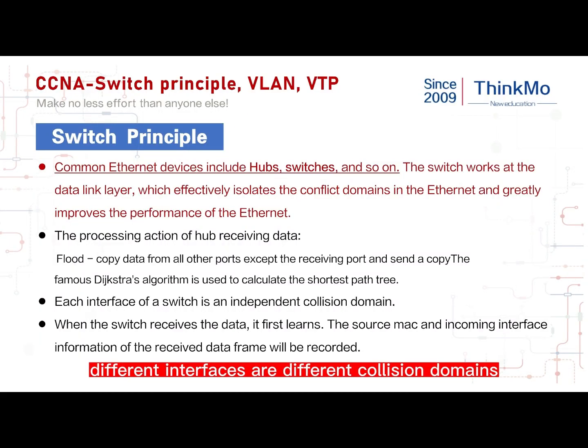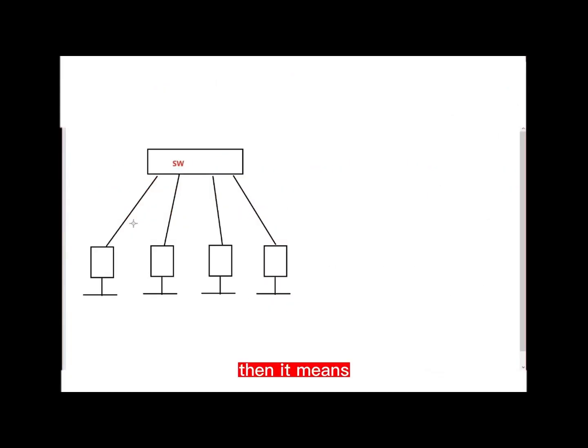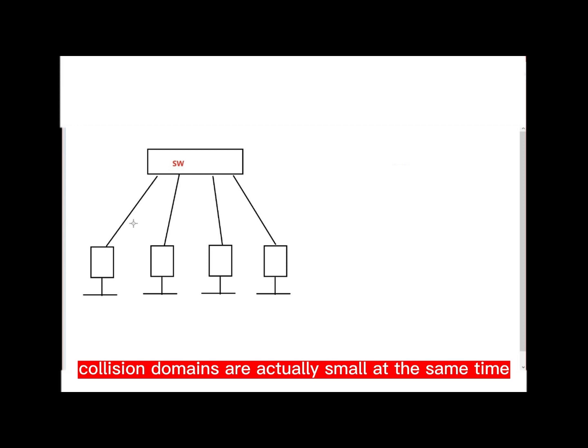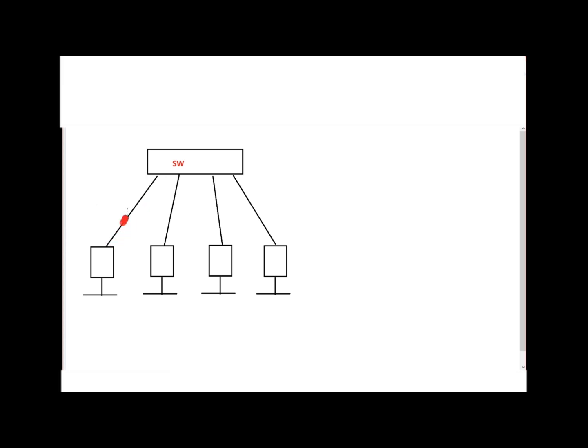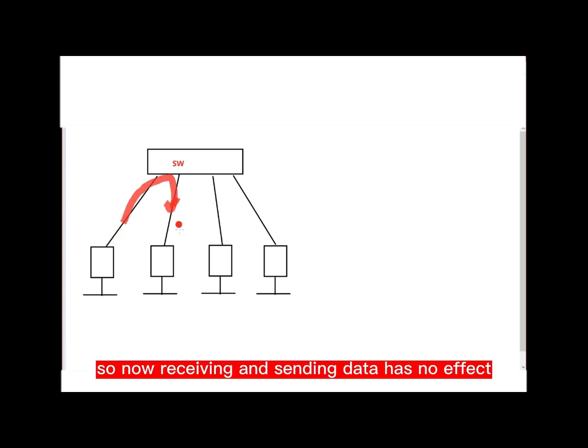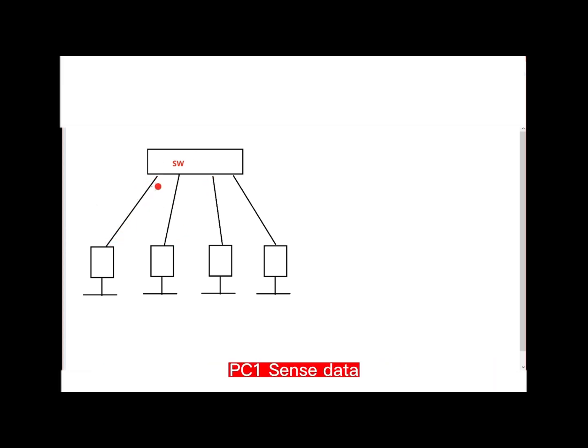Interfaces are different collision domains. Then it means collision domains are actually small at the same time. There is only one line like this. So now receiving and sending data has no effect. PC1 sends data. PC2 can also send.